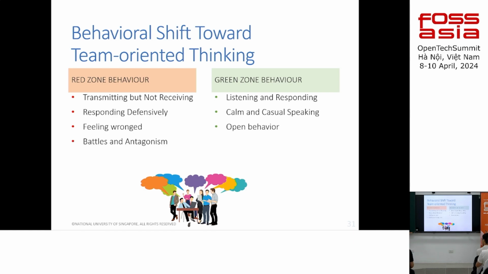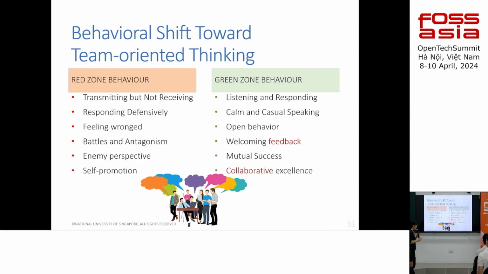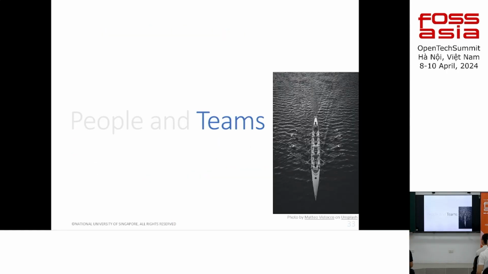Don't get involved in battles and antagonism. You want to welcome feedback, right? Feedback is the only way we can learn. We want that feedback. Don't have an enemy perspective. Mutual success is important, and to have collaborative excellence. We want to work together to get to quality, to get to excellence. Okay, so that's people. And next, let's have a quick look at teams.